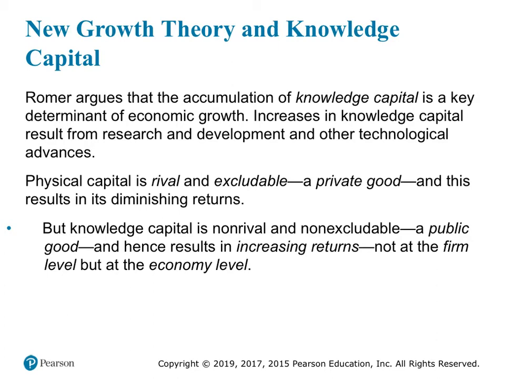Physical capital, for example, is a private good, it's rival, it's excludable. You can have a machine and you can exclude someone from using it, for example, and it could rival someone else's machine. But knowledge capital is non-rival, not excludable. So once that knowledge is out, everyone has access to it, and everyone can implement it, and so this results in increasing returns at the economy level.